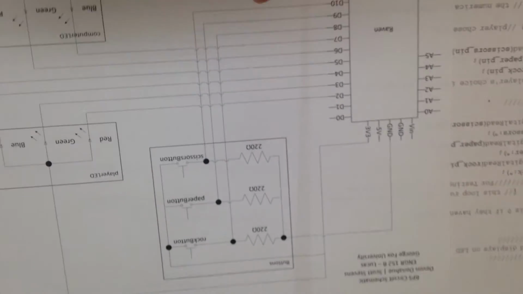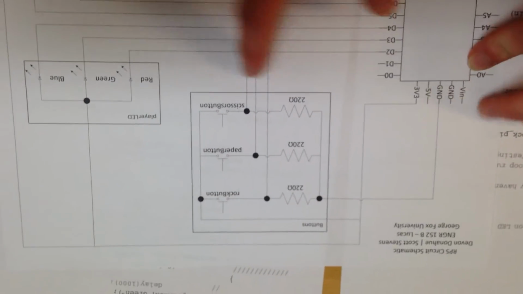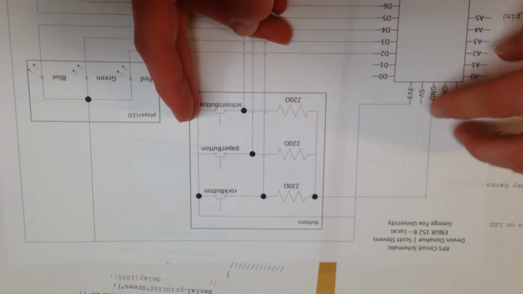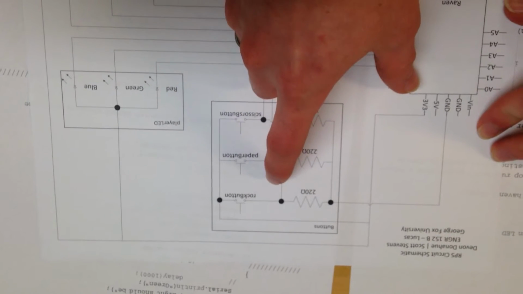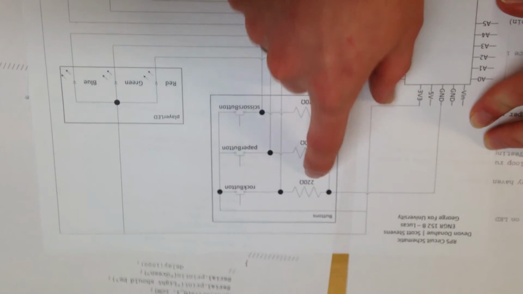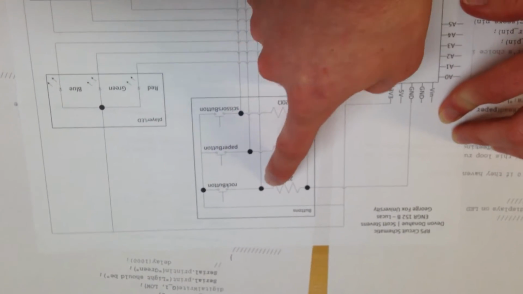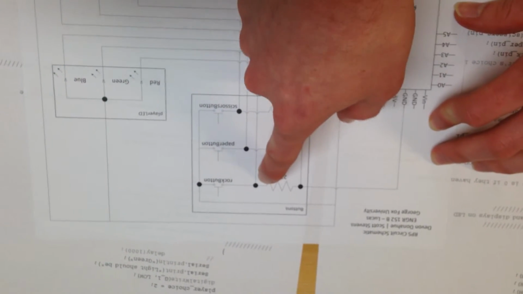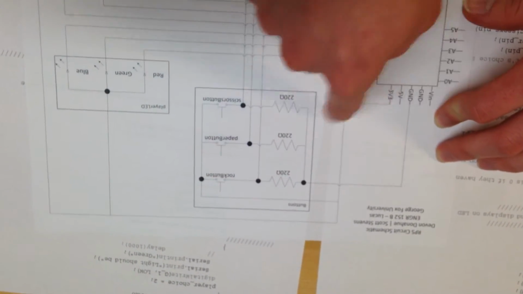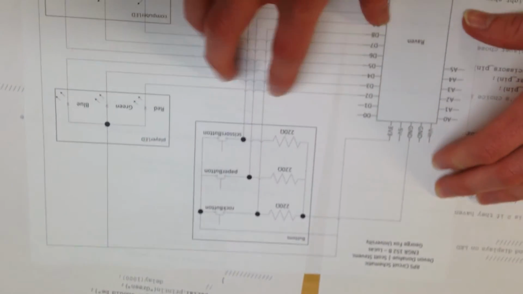So this is our schematic. As you can see, the buttons here. On one side of the buttons we have power, and on the other side we have ground. And in between the button and the ground we have a resistor, and in front of the resistor is a node for reading it. When the button is open, ground brings a low value to the node, and when the button is closed, power brings a high value to the node. That's how we read the buttons.